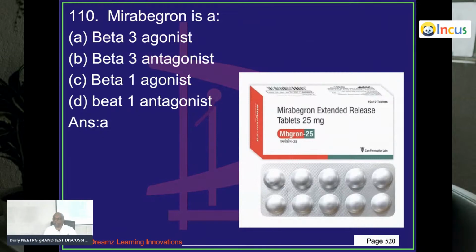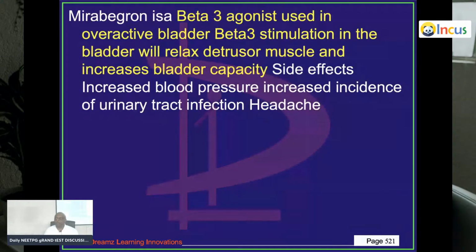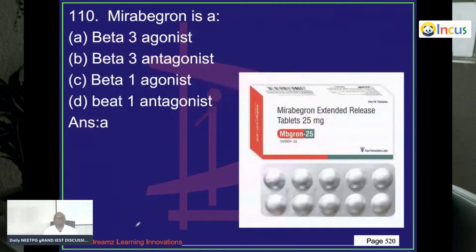Mirabegron is a beta-3 agonistic drug. Beta-3 stimulation in the bladder will relax the detrusor muscle and increase the bladder capacity. When there is an overactive bladder, then you use mirabegron.